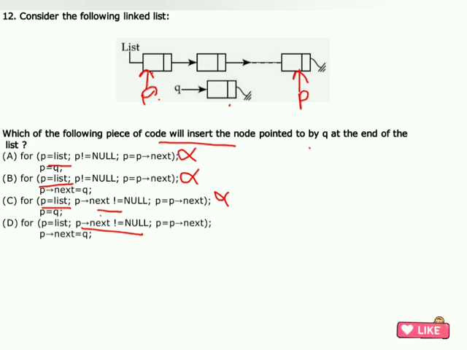So here the next value of P is null and the condition becomes false. So the loop will exit and P is pointing to the last node here. The line P->next = Q sets the next pointer of the last node to point to the node Q here, effectively inserting Q at the end of the list. So P->next = Q means the next pointer will point to Q here. So the correct option for inserting the node at the end of the list is option D.